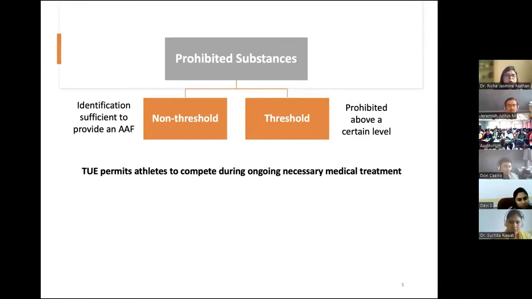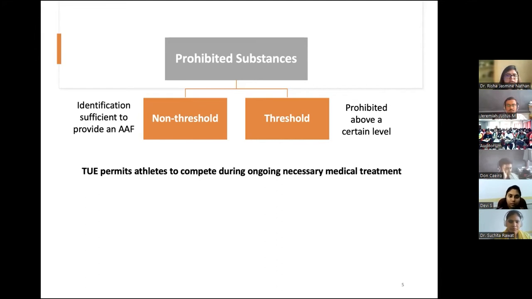Now, some athletes may argue that they are taking certain drugs for an ongoing medical treatment. They may have gone through a surgery, or they may be suffering from a disease, and be taking those drugs. For that, WADA provides the TUE, or therapeutic use exemption.